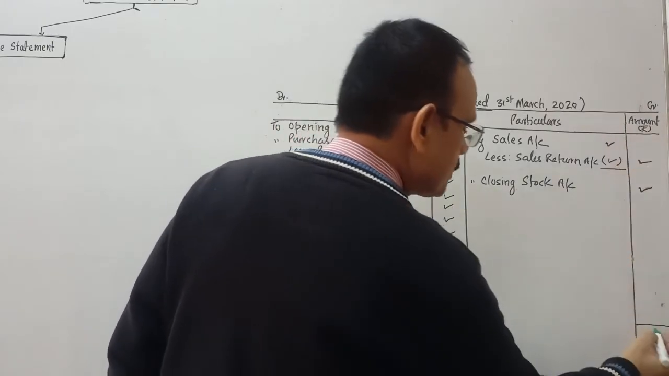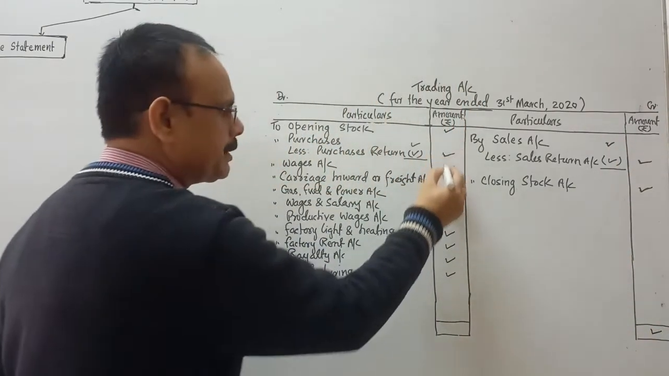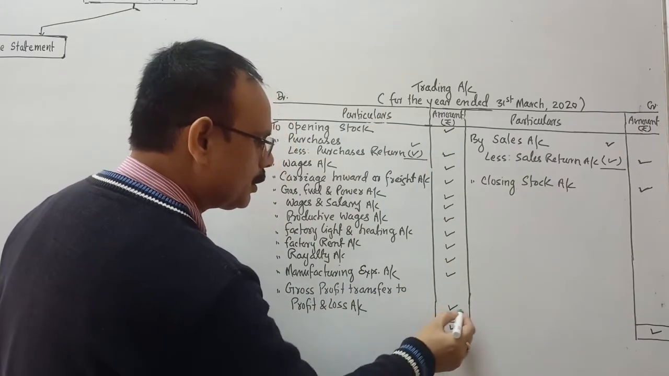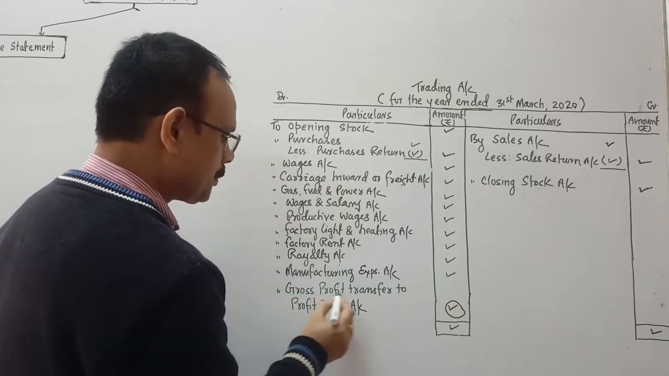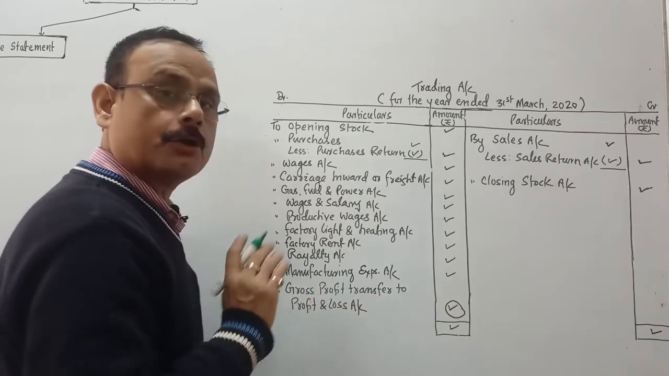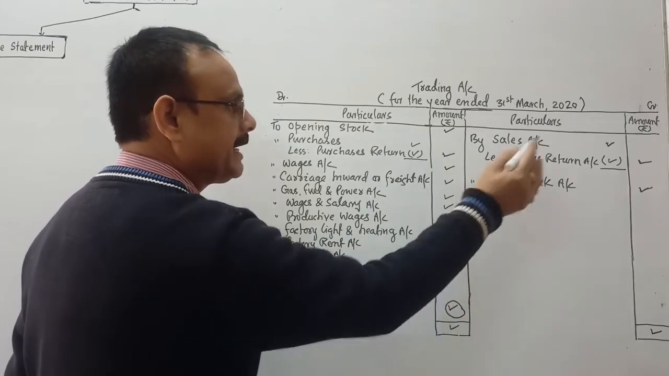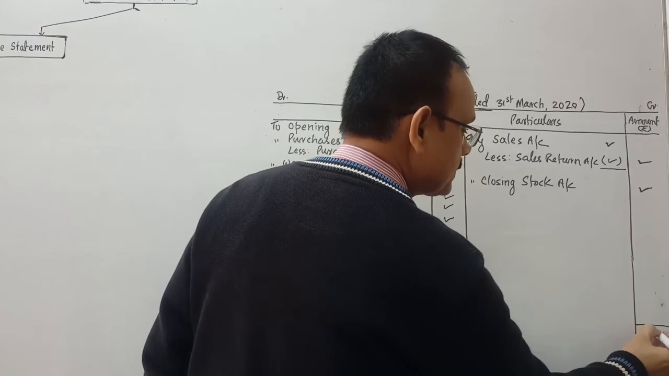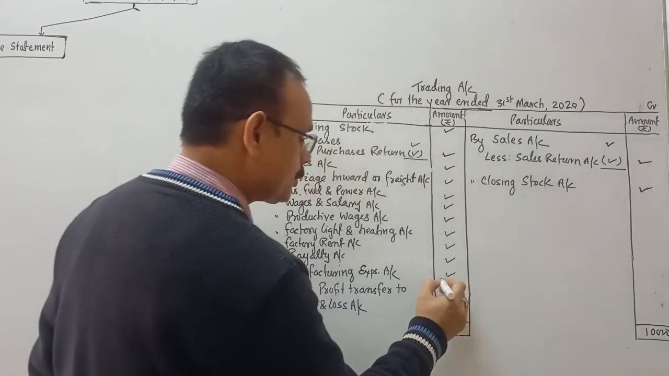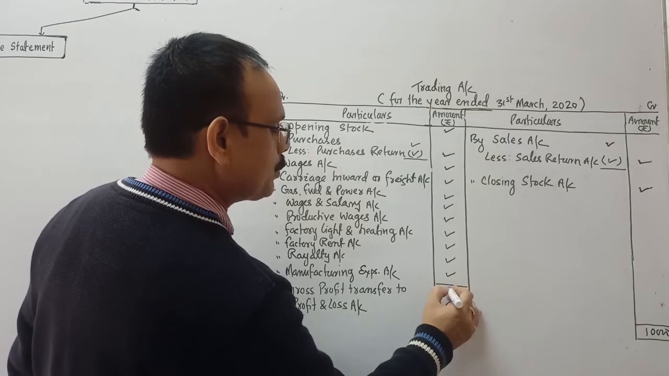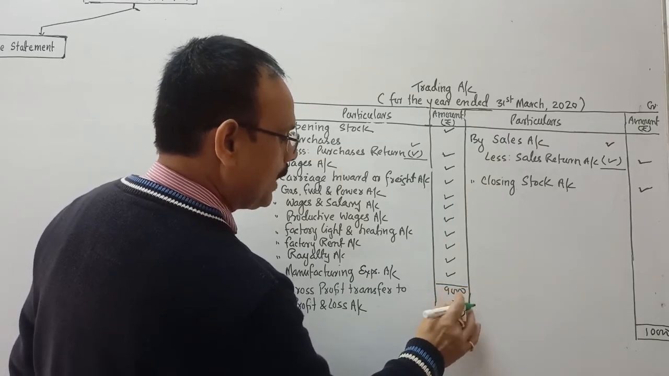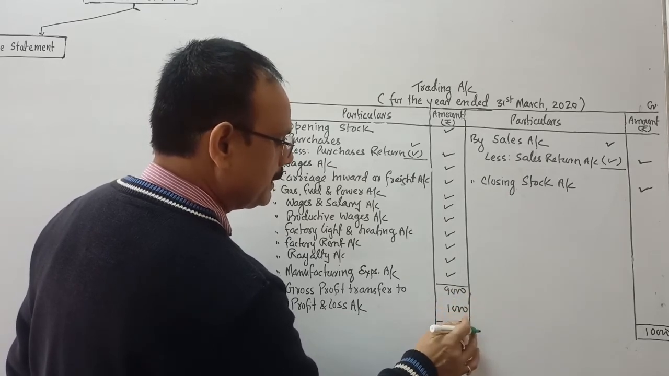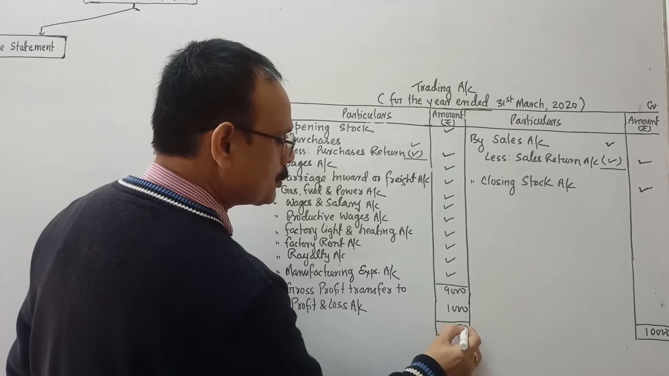If the credit side total is more and the debit side total is less, then the difference amount indicates your gross profit, which is transferred to profit and loss account. Gross profit if credit exceeds the debit. Suppose the credit side total is 10,000 and the debit side total is 9,000. So the 1,000 difference indicates your gross profit.